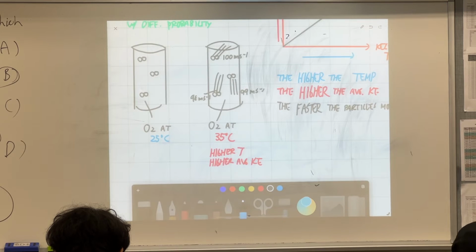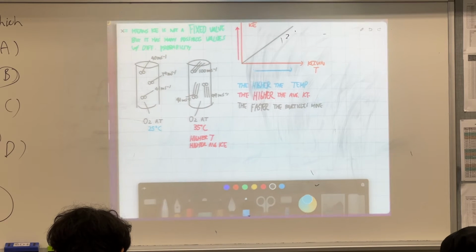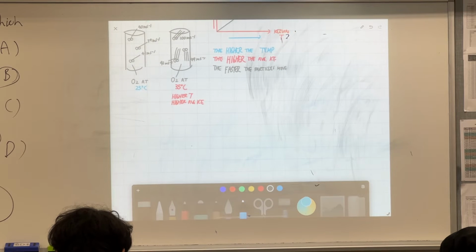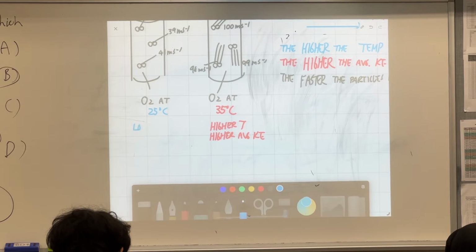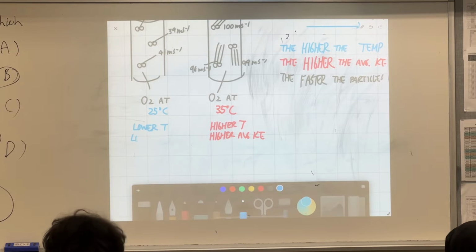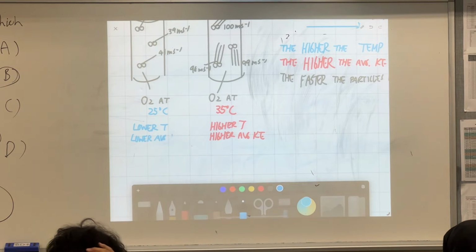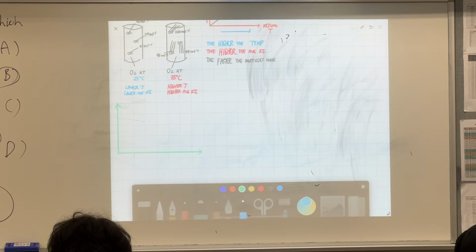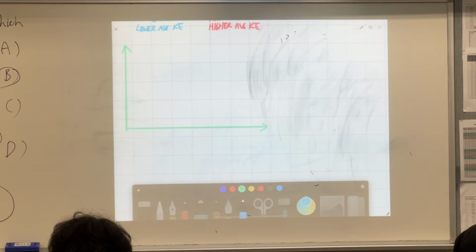Similarly here, oxygen at 25 degrees, they do not all move at the same speed. So maybe some move at 40 meters per second, 39 meters per second, some move at 41 meters per second. They are all slower, but they don't show a single value. So we can now plot the kinetic energy as follows. This is lower temperature and thus lower average KE. When I plot the probability of molecule against KE, this one you need to know how to draw.